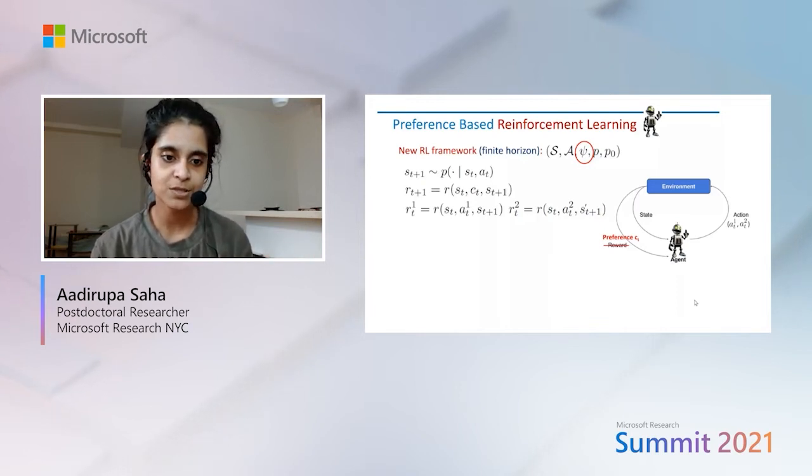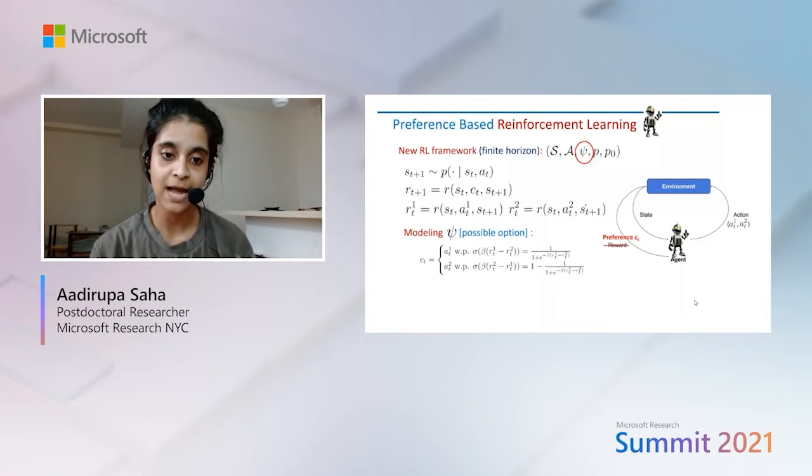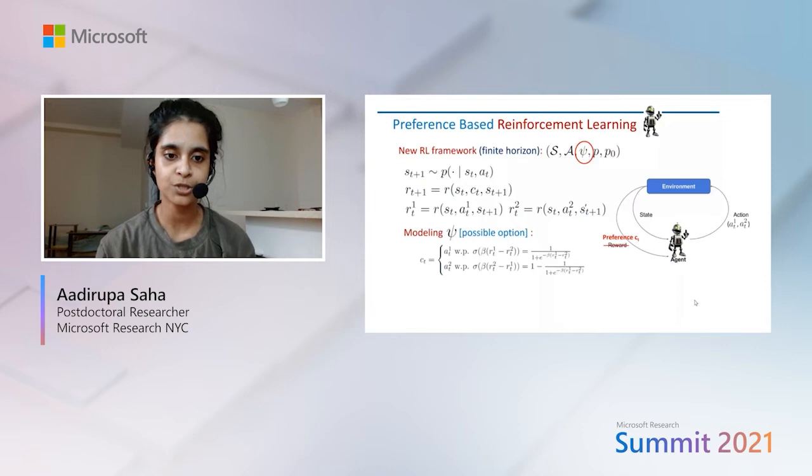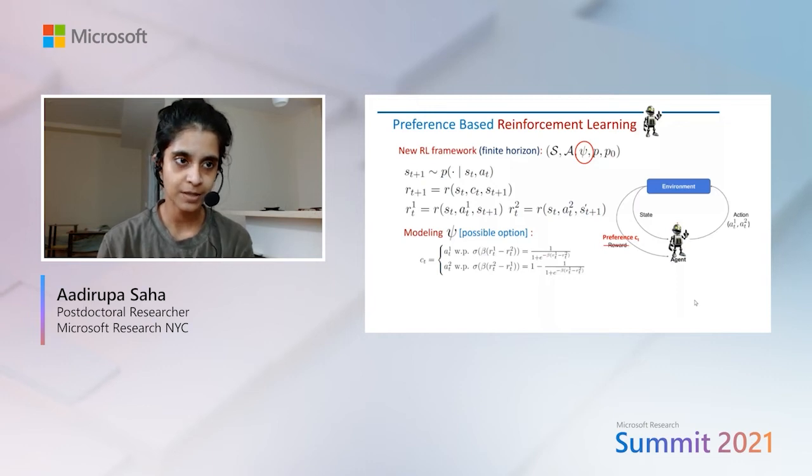There can be several ways to model this preference function chi. One way is to assume there is actually a true reward model in hindsight. Then chi can be proportional to the reward difference of the underlying trajectories or actions the agent has taken. But there can be several other models. The preference modeling can be done even without assuming any underlying reward model, and we'll see in the later slides what has been done in recent works.